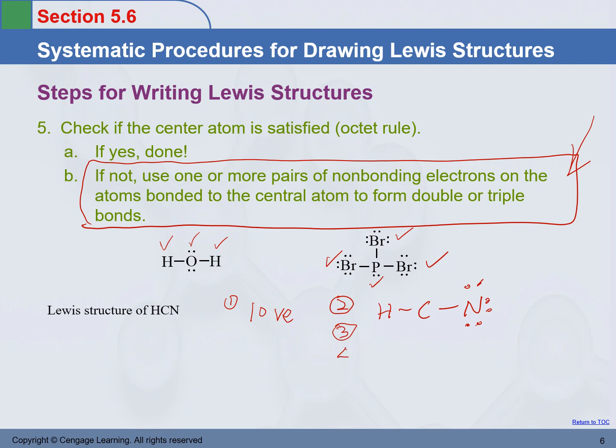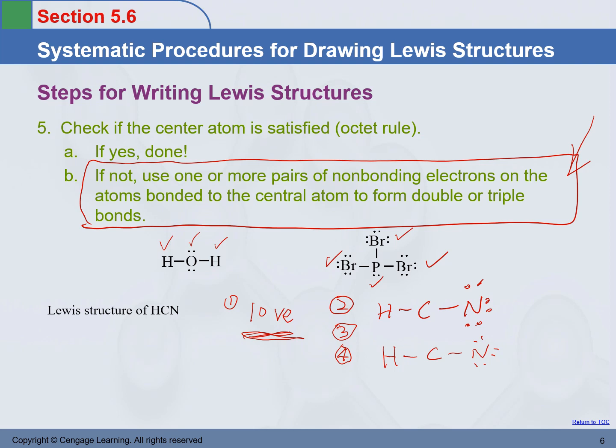Step number 4, give remaining electrons to the center atom. We have 10 at the beginning. Let's see how many have been used: 2, 4, 6, 8, 10. We used 10. There's 0 remaining, so there's nothing to give to the center atom carbon. By the end of step 4, this is still the same as what we have at the end of step number 3.